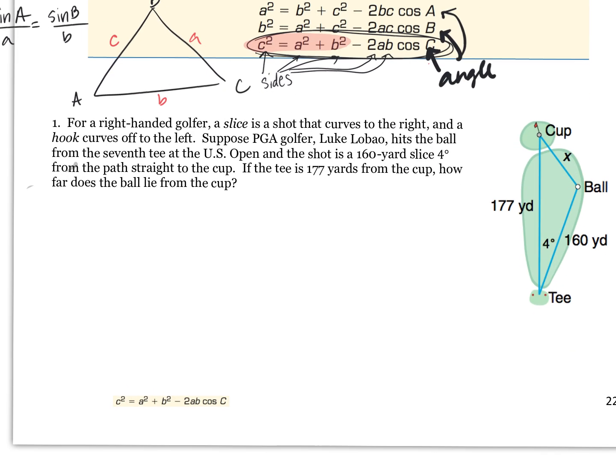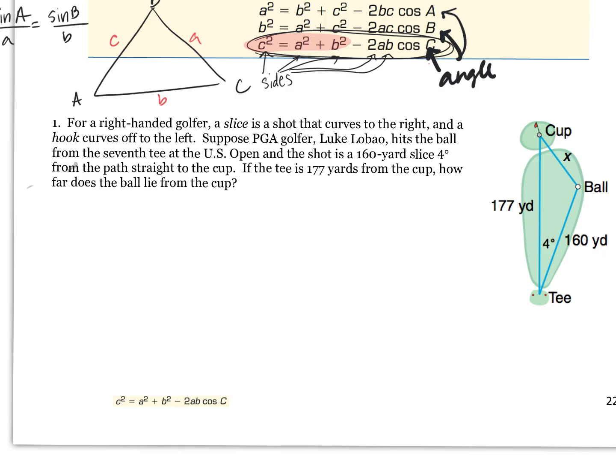Okay, so I was saying that we had Luke Labeo as a golfer. Do we have any golfers in this class? We didn't. Okay, so we're going to keep Luke Labeo. And I just put this info from this picture over here. And I said, hey, how far is the ball from the cup after he sliced it? Whoops, we're not perfect. We're not Tiger Woods. So how far is the ball from the cup? We want side X, my bad.